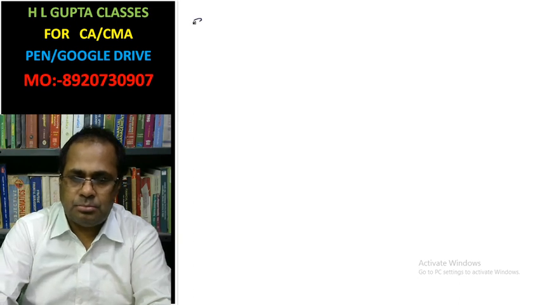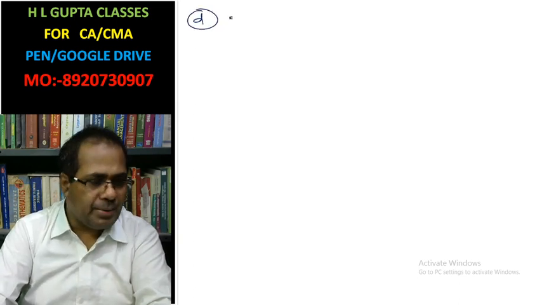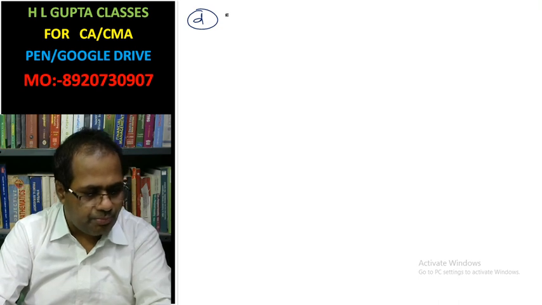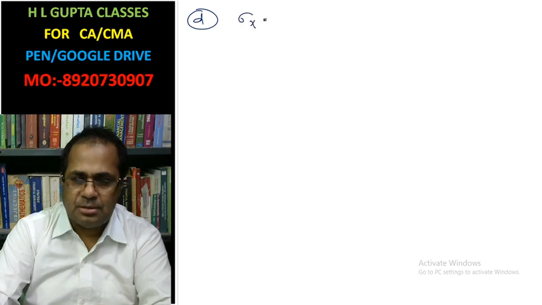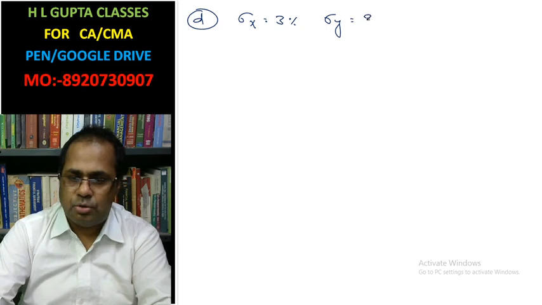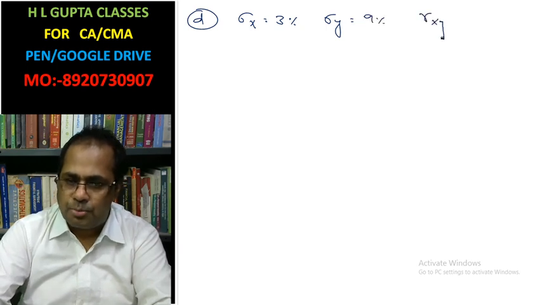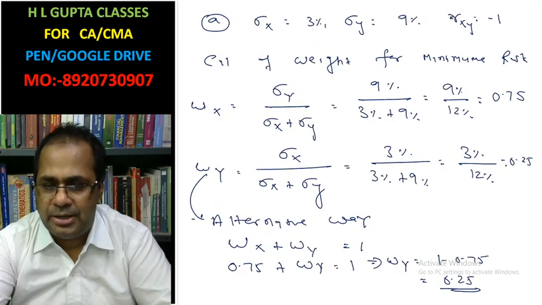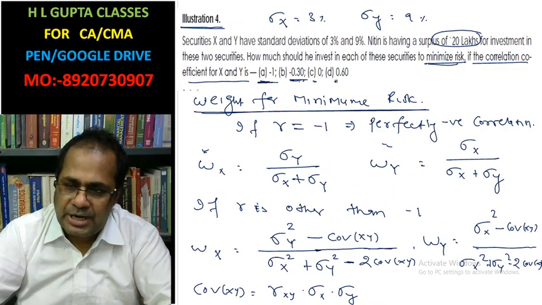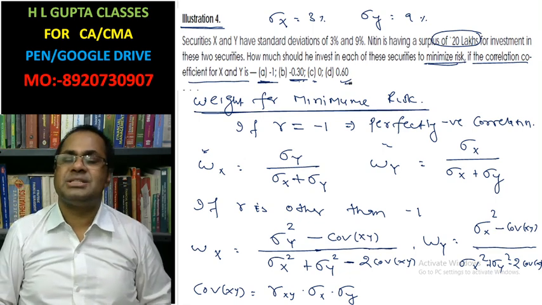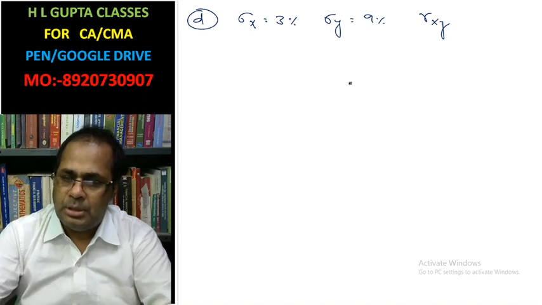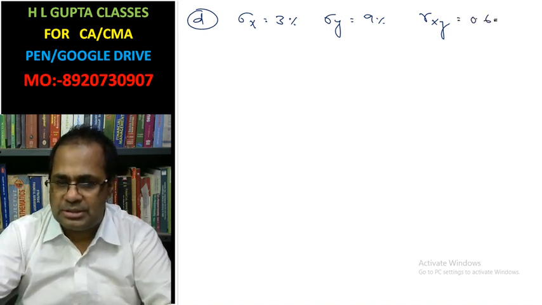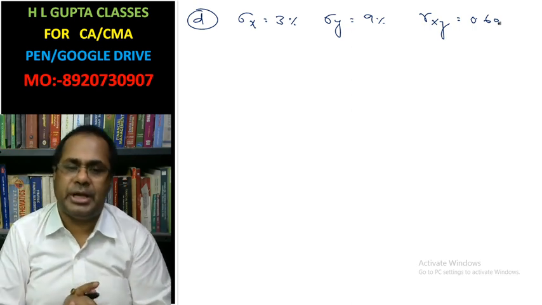D part. In D part, what is the question? Here, standard deviation X equals 3%, standard deviation Y equals 9%. Now coefficient of correlation XY, please see part D. Coefficient of correlation XY is 0.60. This is other than perfectly negative correlation.